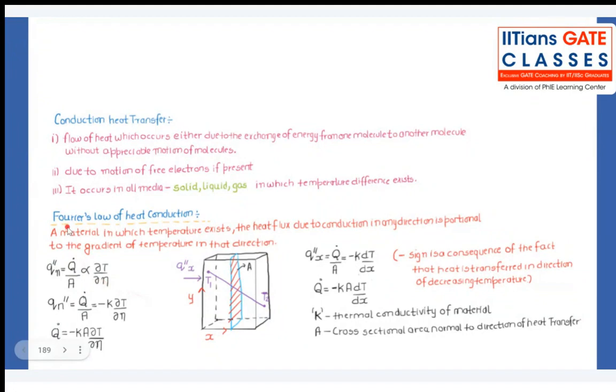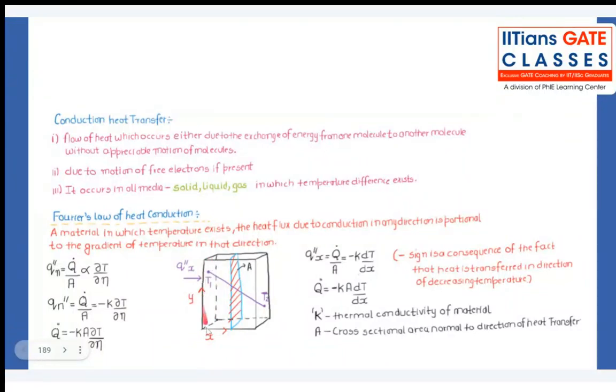This is given by one of the laws. There is no proof for this; it is an experimentally proven law. This law is called Fourier's law of heat conduction. So what does it say? A material in which a temperature gradient exists, meaning the temperature at one end is different from the other end. Heat flux through conduction in any direction is proportional to the temperature gradient in that direction.